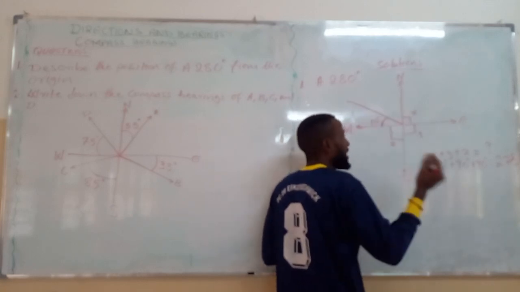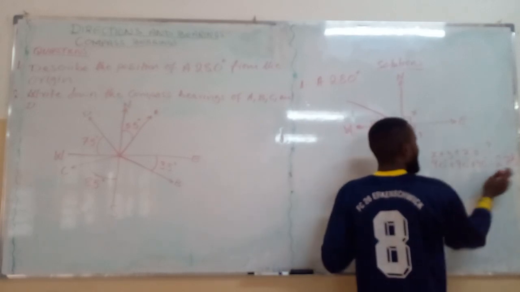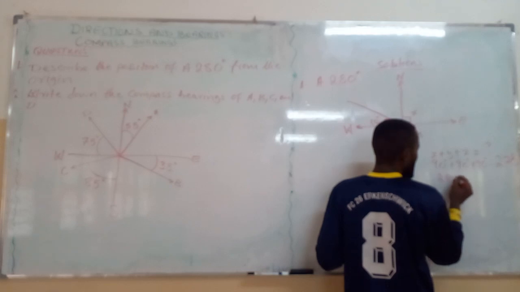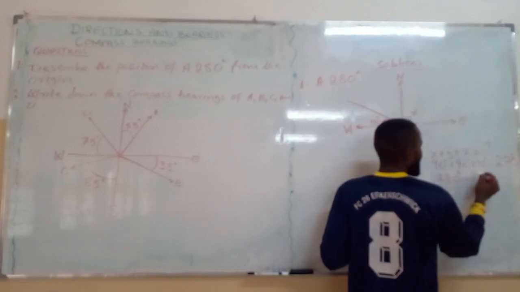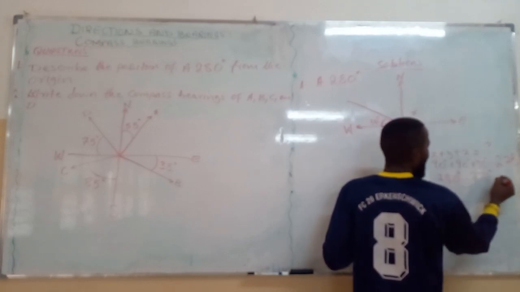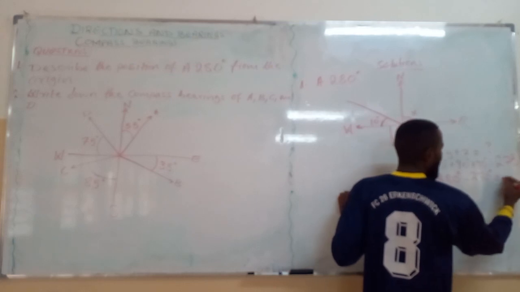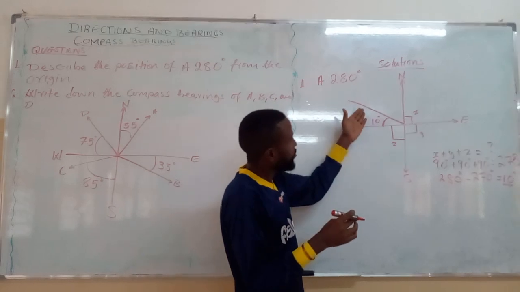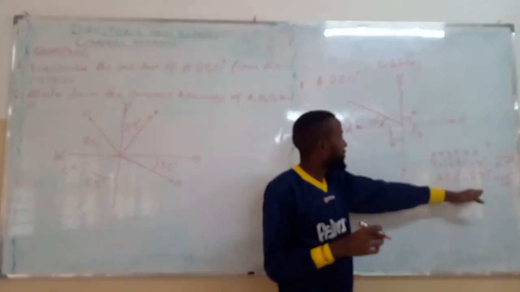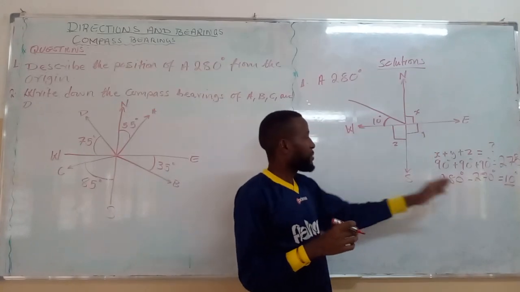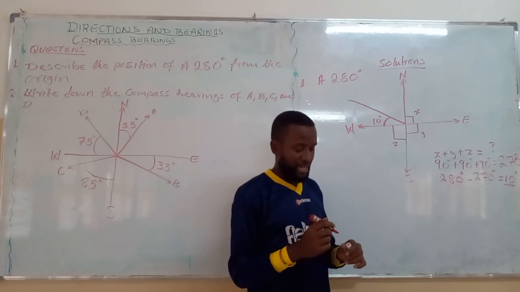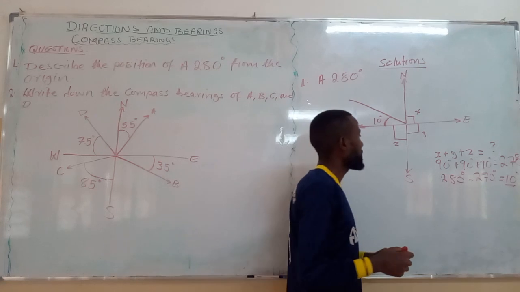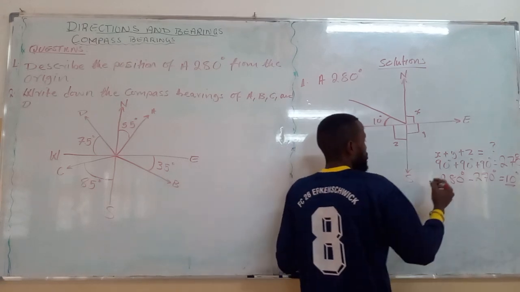So I know that from here to there it will be 280 degrees. In other words, if you want to find the answer, you can simply say 280 degrees minus 270 degrees. My answer will be 10 degrees. That's how I found this 10 degrees. So I just need to add 10 to 270, and I will be able to get 280 degrees. So how do I now name this position? I need to name it. How do I name it?